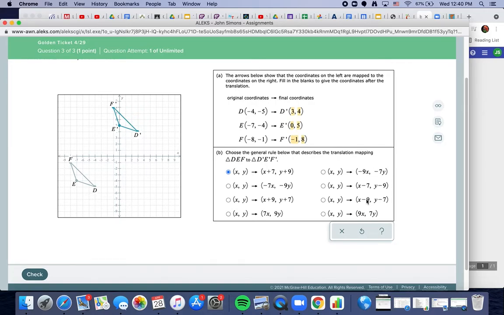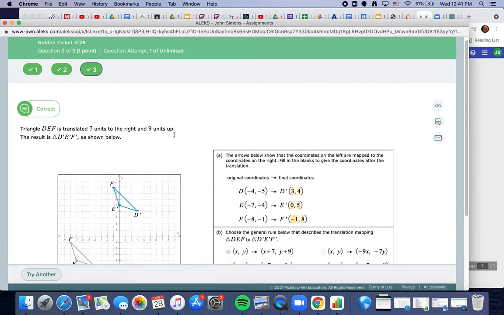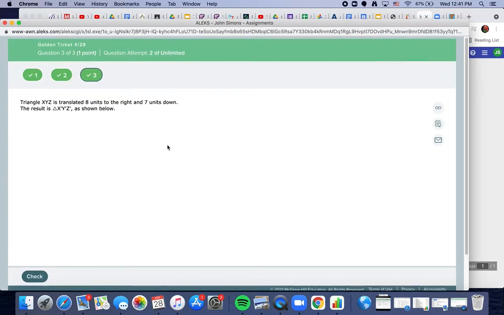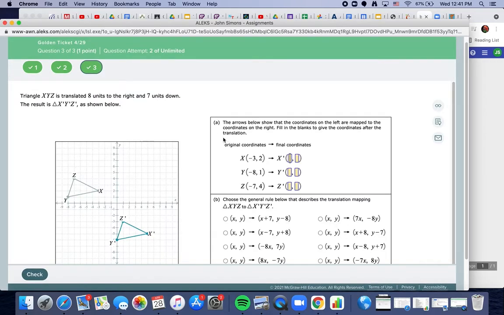All right, this one has it reversed and wrong like that one, and then this one there's more multiplication going on. So it has to be this one right here. All right, let's try one more really quick. All right, so they're going to show us this in a second.